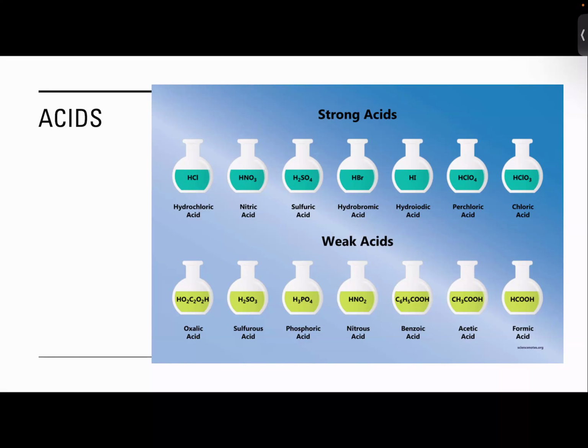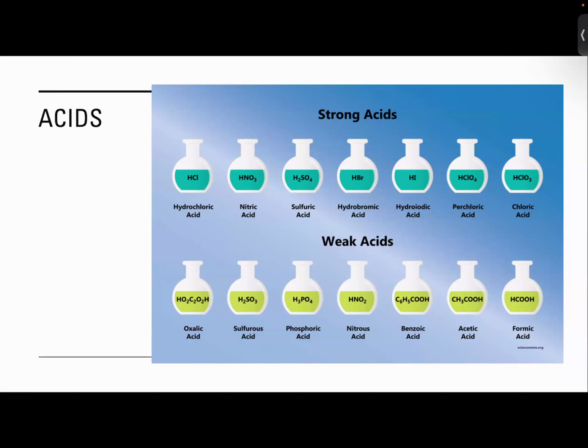If it's not one of those 7 strong acids, then it is a weak acid. So your weak acids can include things like oxalic acid, which we worked with last week in the laboratory, sulfurous acid, phosphoric acid, nitrous acid, benzoic acid, acetic acid, and formic acid. Now, with respect to these acids, you will notice something about their formulas.